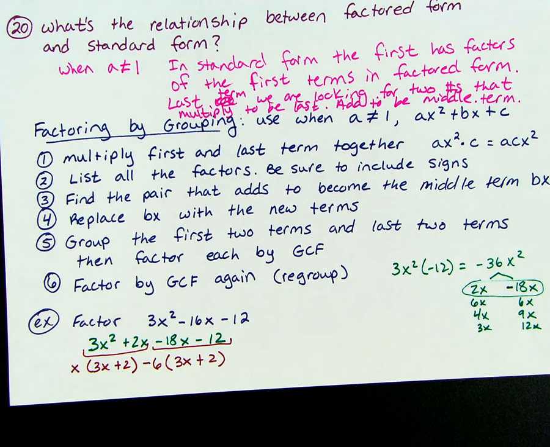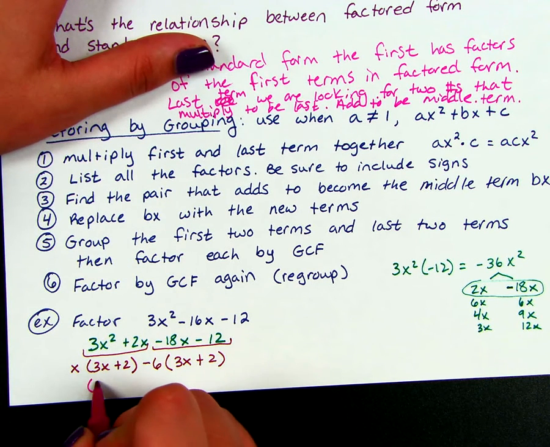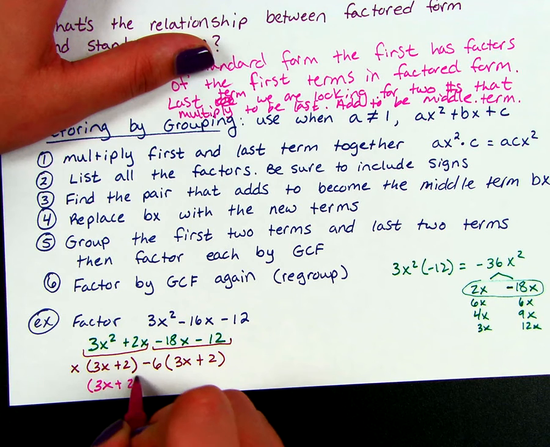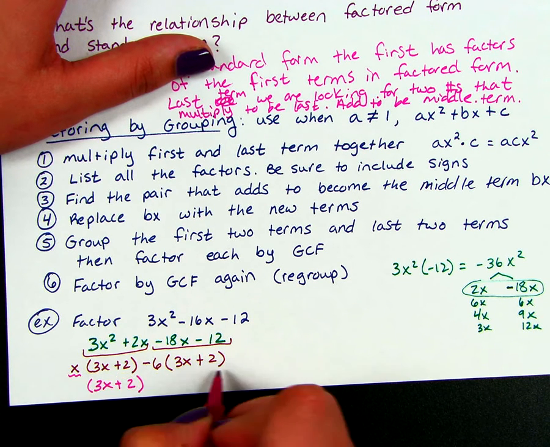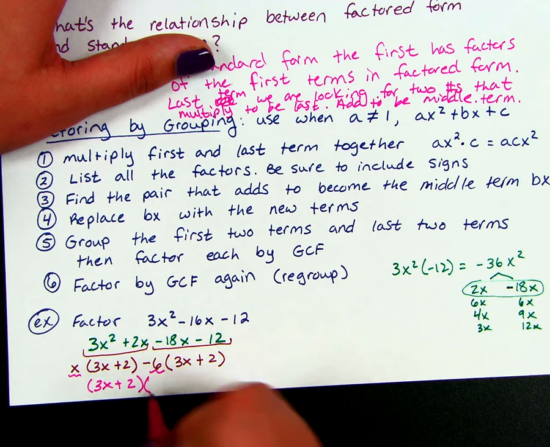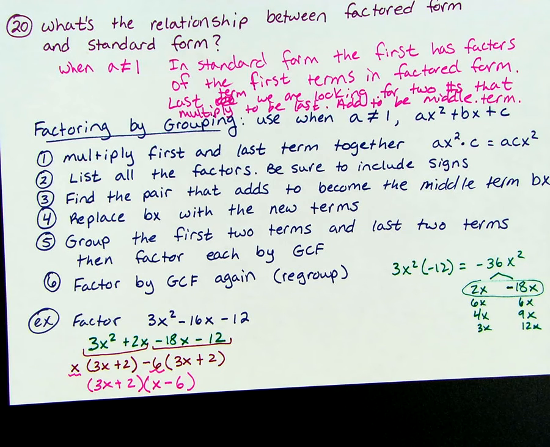So the next thing that we're going to do is we're actually going to factor out that entire set of parentheses. So we're going to factor out 3x plus 2, and then the numbers in front, since we're taking this group away from each term, is going to be what's left. So I'm going to have x minus 6 left. And that's how our group would factor.